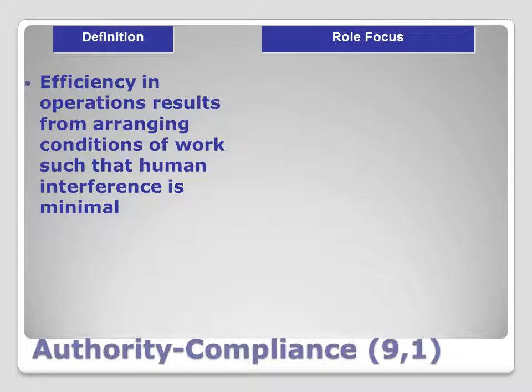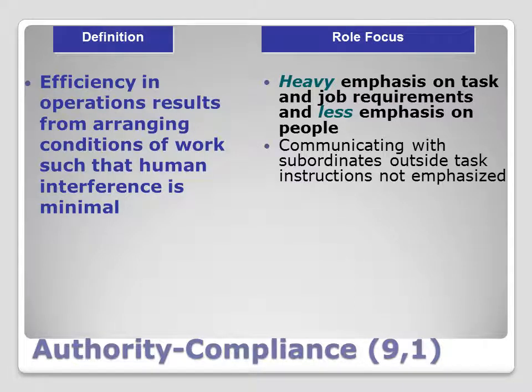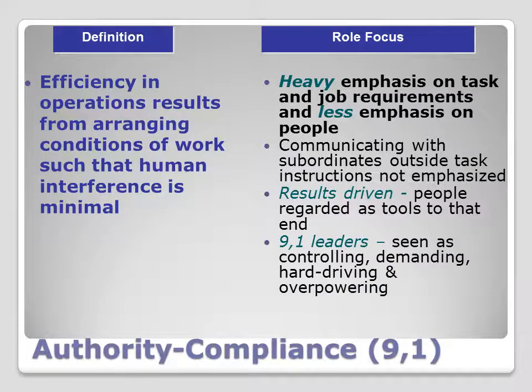So in the authority-compliance style of leadership, the big push is towards getting things done. So there's a heavy emphasis on the task and the job at hand, much less emphasis on people, hence the grading of a 9 and 1. Communicating with subordinates outside the task instructions is not emphasized at all, so there's far less emphasis on even talking to people and dealing with people. And so it's very results driven. People are regarded as tools to an end. The point is to get the project, the task, done. Don't really care much about whoever you run over, however that happens, or however that may feel.